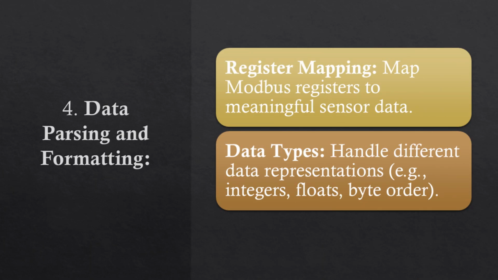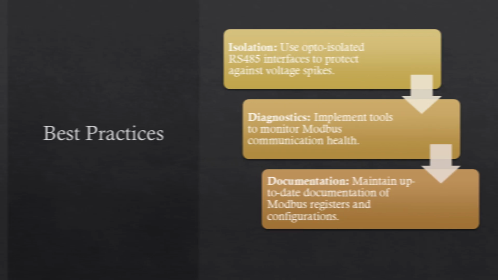The data received from Modbus devices often requires parsing and formatting. We map Modbus registers to meaningful sensor data, converting raw values into usable information. This involves handling different data types, such as integers and floating point numbers, and addressing byte order considerations. By accurately interpreting the data, we ensure that subsequent processing and analysis are based on correct and meaningful inputs.